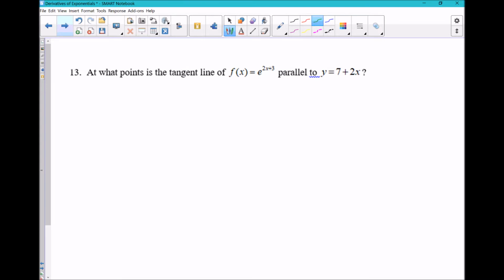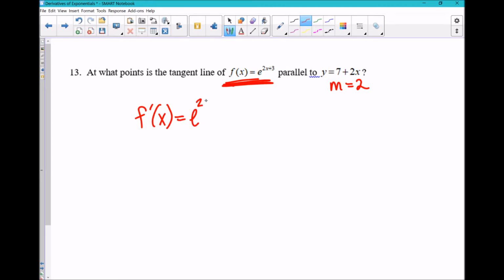So let's do another example. At what point, or points, is the tangent line of f of x equals e to the 2x plus 3 parallel to y equals 7 plus 2x? So remember, this is going to give us a slope of 2. We're going to find the derivative and set it equal to 2, basically. Make sure you're using the chain rule.